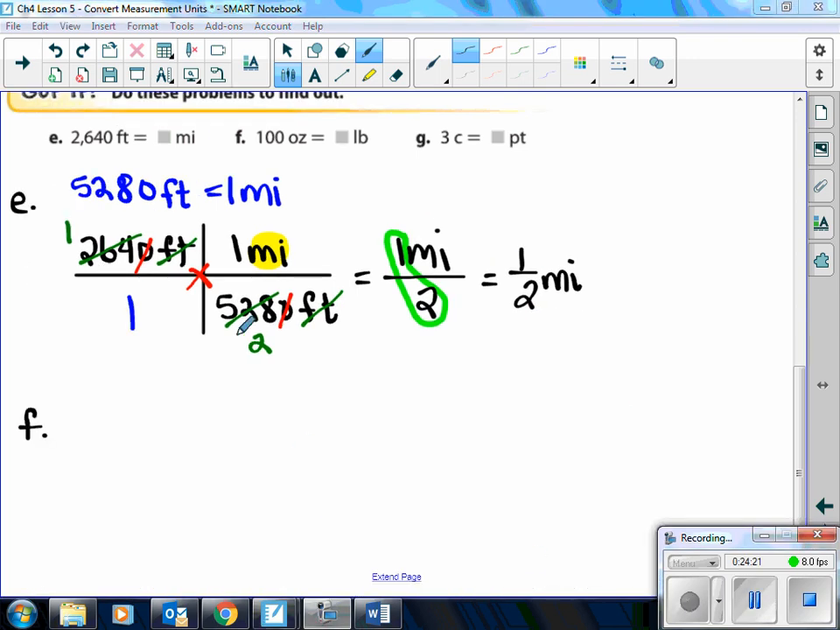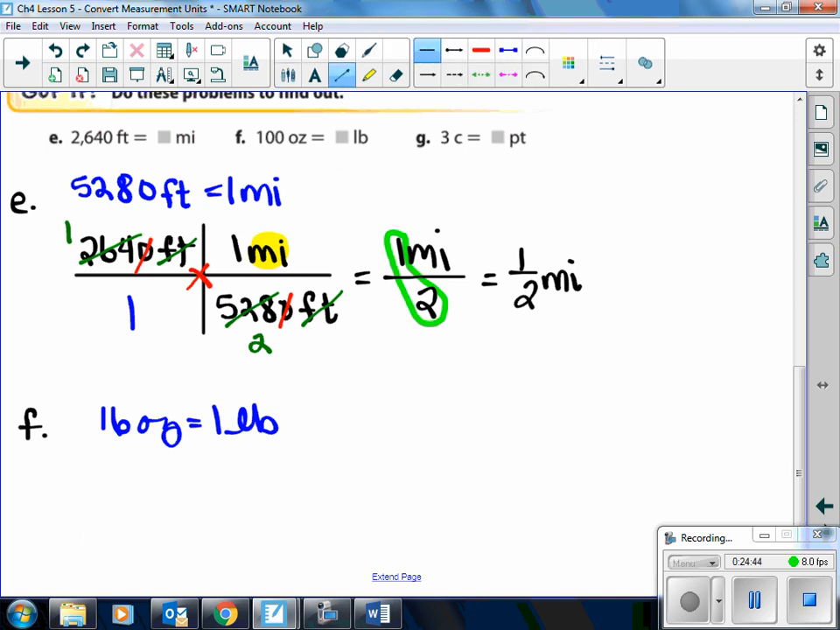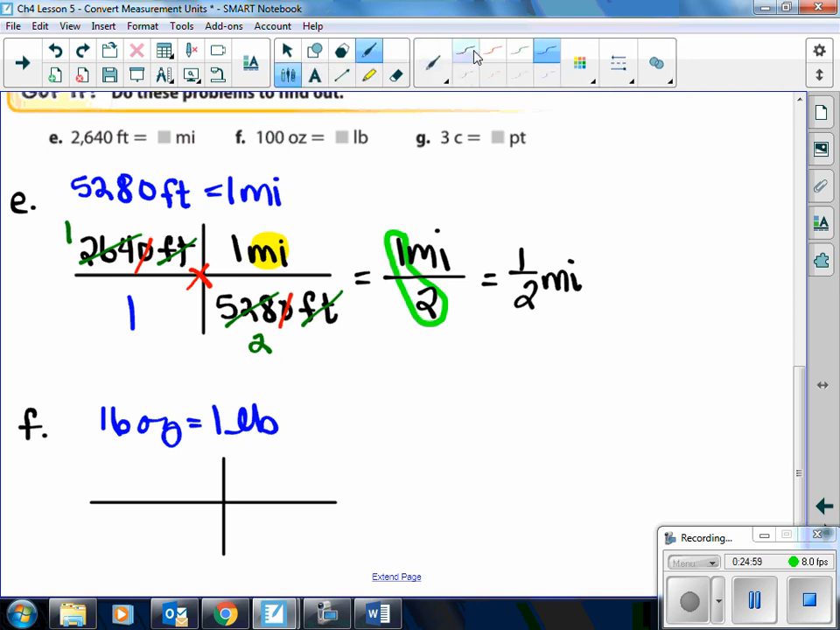All right, so for letter F, we're going from 100 ounces to pounds. So what is the conversion factor that you know? 16 ounces is equal to 1 pound. So I want you to make sure you're writing down your conversion factors. So now we can put this on our dimensional analysis table. Okay, I always want you to use the table. Okay, is everybody clear? All right, so we're starting with 100 ounces, right? So that goes in the top left-hand corner. So 100 ounces.